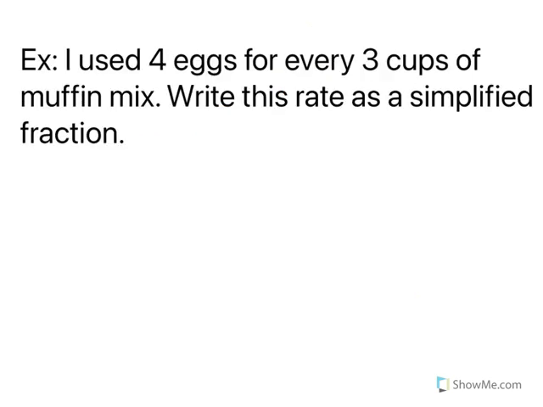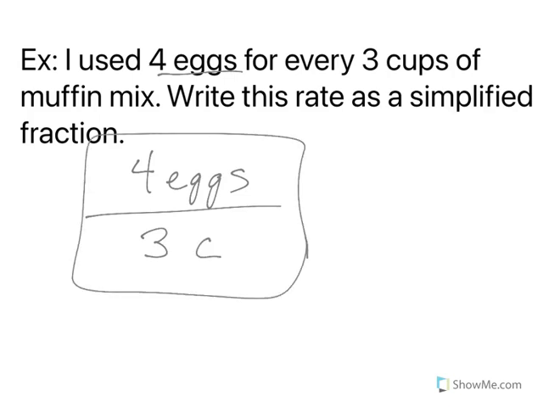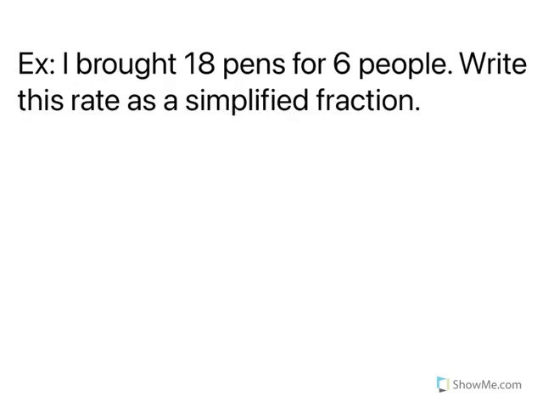Let's do another. I used 4 eggs for every 3 cups of muffin mix. Write this rate as a simplified fraction. And yes, talking about 4 eggs to 3 cups, that is a rate. Baking with different things is a rate. Now, 4 over 3 is not reducible, so this is a simplified fraction. And let's do one more.